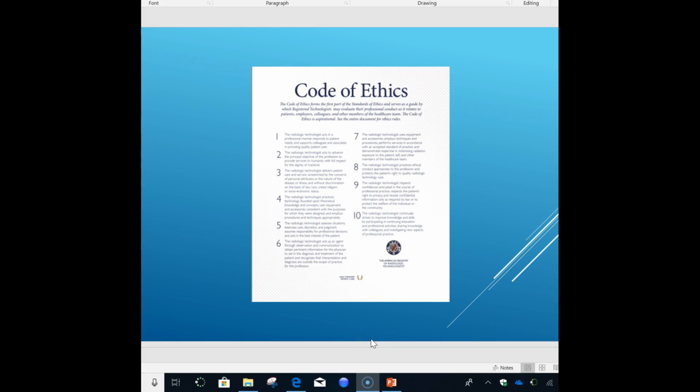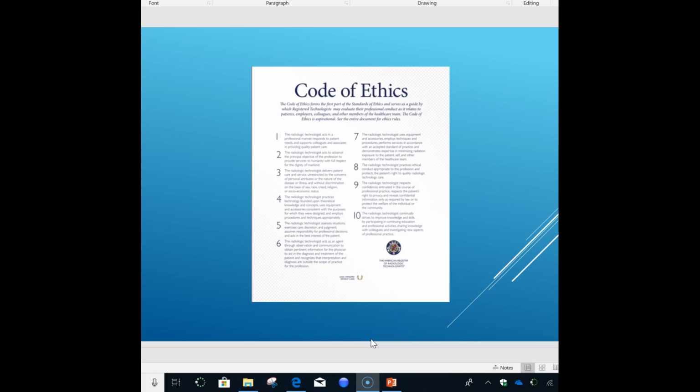So the first thing is that number one, the rad tech acts in a professional manner, responds to patient needs, and supports colleagues and associates in providing quality patient care. Number two, the rad tech acts to advance the principal objective of the profession to provide services to humanity with full respect for the dignity of mankind.